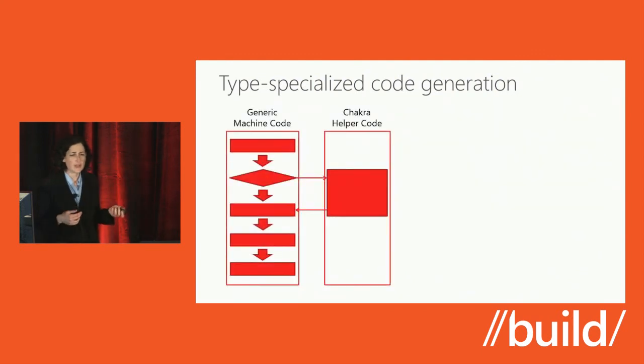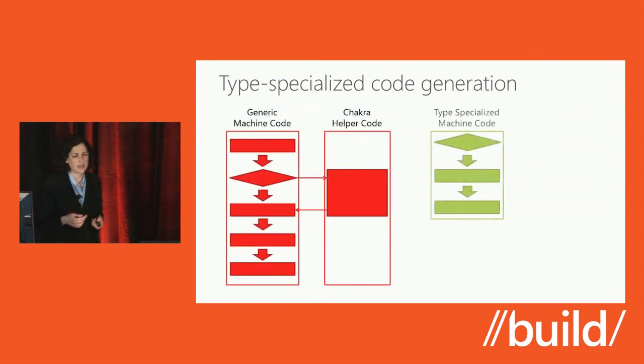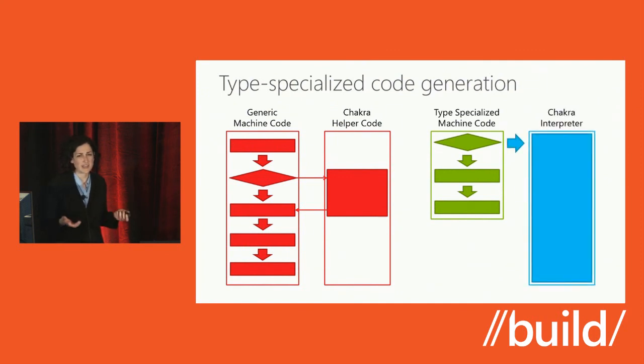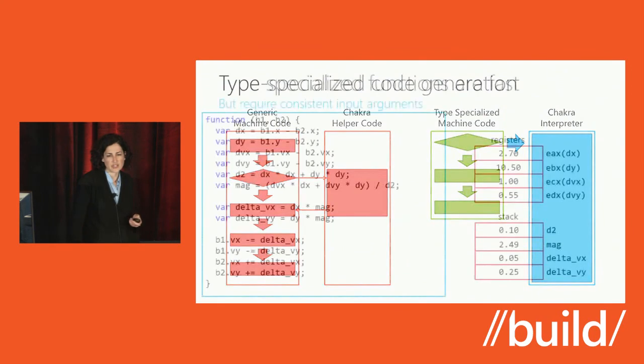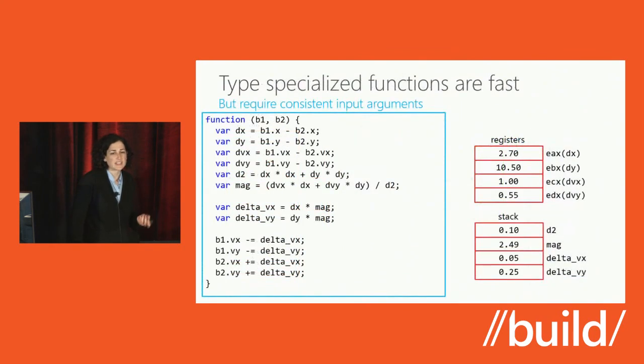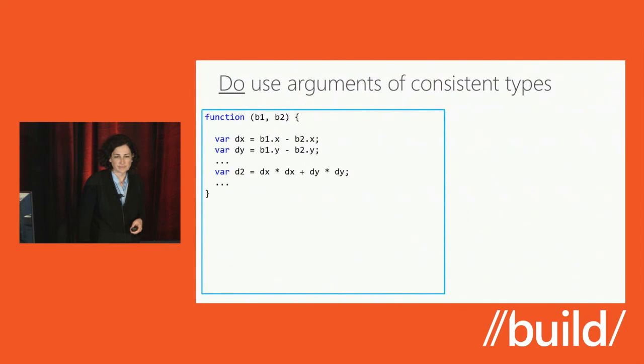So this is the generic machine code, the helper code. We can actually generate type-specialized machine code that's specific to your floating point operations, and then use the Chakra interpreter. Type-specialized functions are super fast, but they require consistent argument inputs, and you can't really deviate from this rigor, or else we will basically fall back. So you have to use arguments of consistent types, and don't really change that.